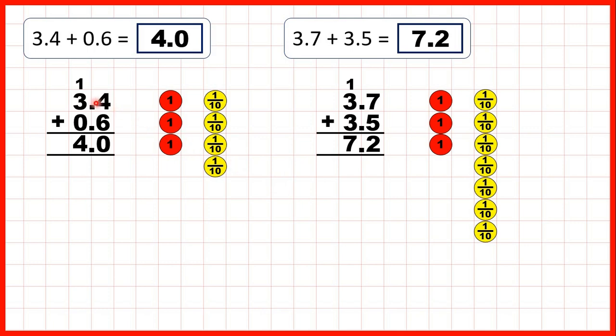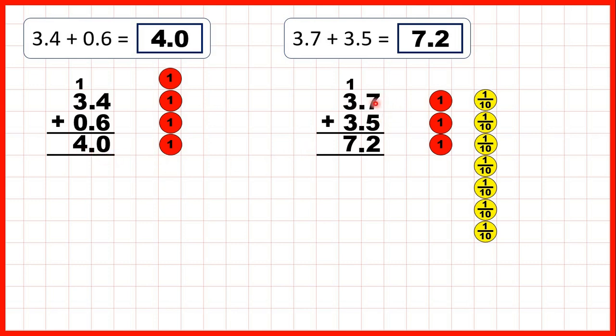For the first question, we started with 3.4, so 3 ones and 4 tenths, and we were adding 6 tenths. So if we add 1, 2, 3, 4, 5, 6 tenths, we now have 10 tenths altogether, but we can exchange 10 tenths for 1 whole, and that means that we have 4 wholes altogether as our answer.